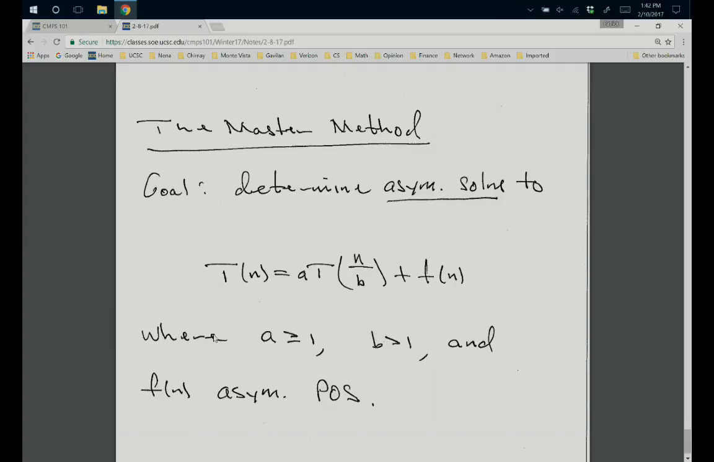Okay, let's look at case 2. Case 2 is a tie. F of n and n to the log base b of a are the same growth rate. So those two functions are tied, and in that case, there's no winner, and the outcome is determined, except in case 2, there is this unexplained log factor, and I can't explain that log factor without showing you the proof of case 2.